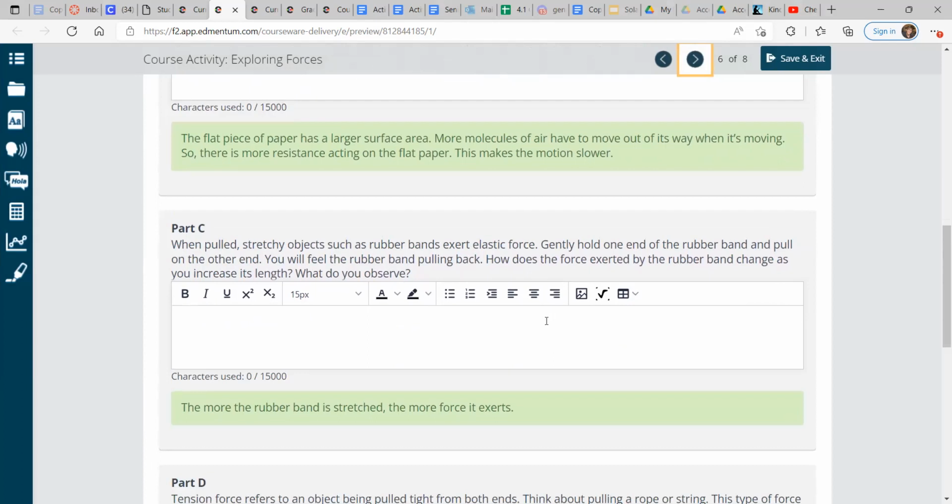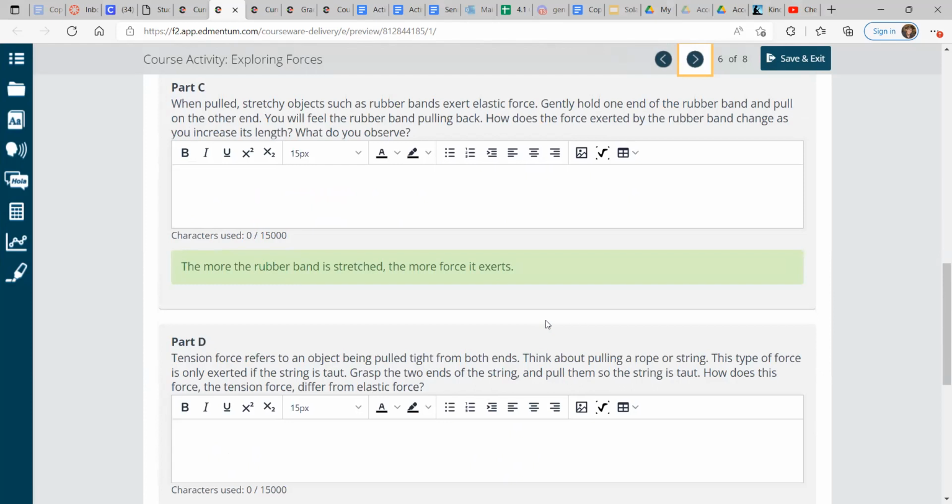The flat piece of paper has a larger surface area. So more and more molecules of air have to get out of the way when it's moving. So it meets more resistance than the crumpled paper does.